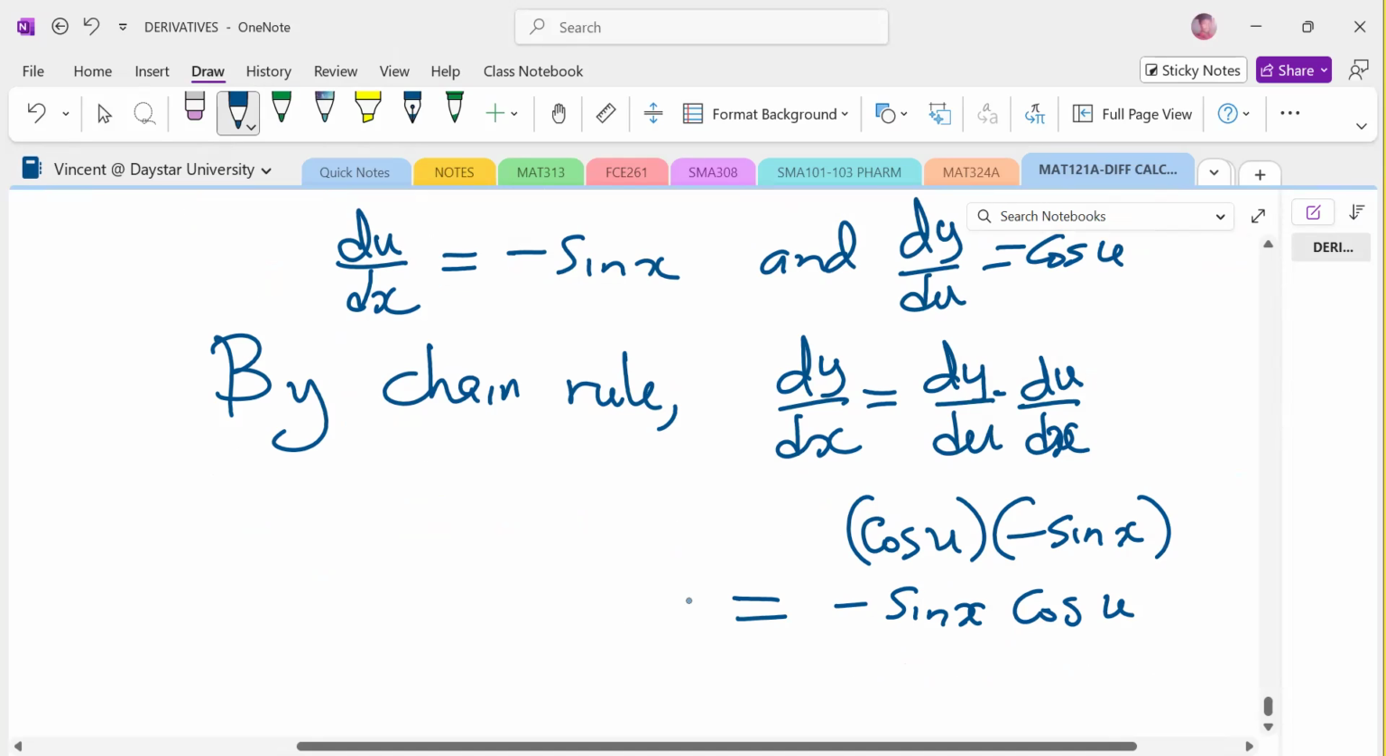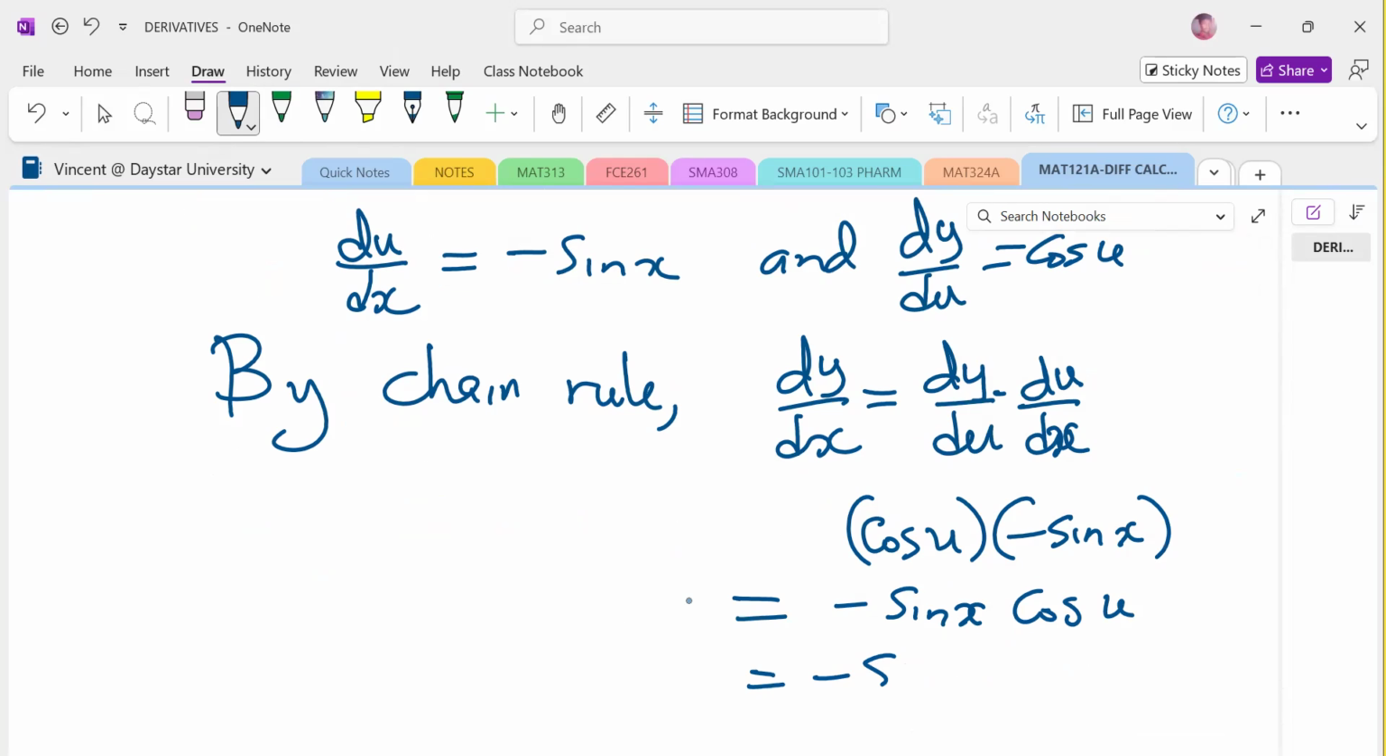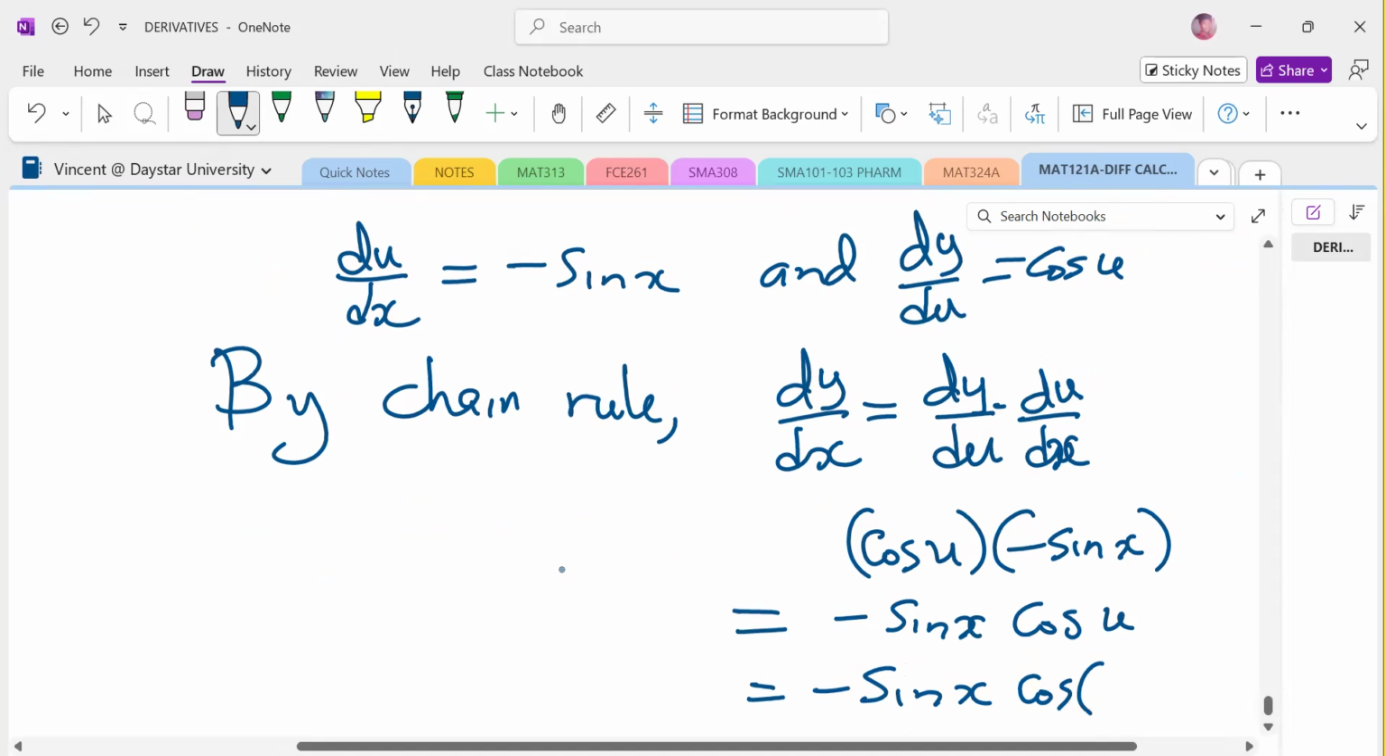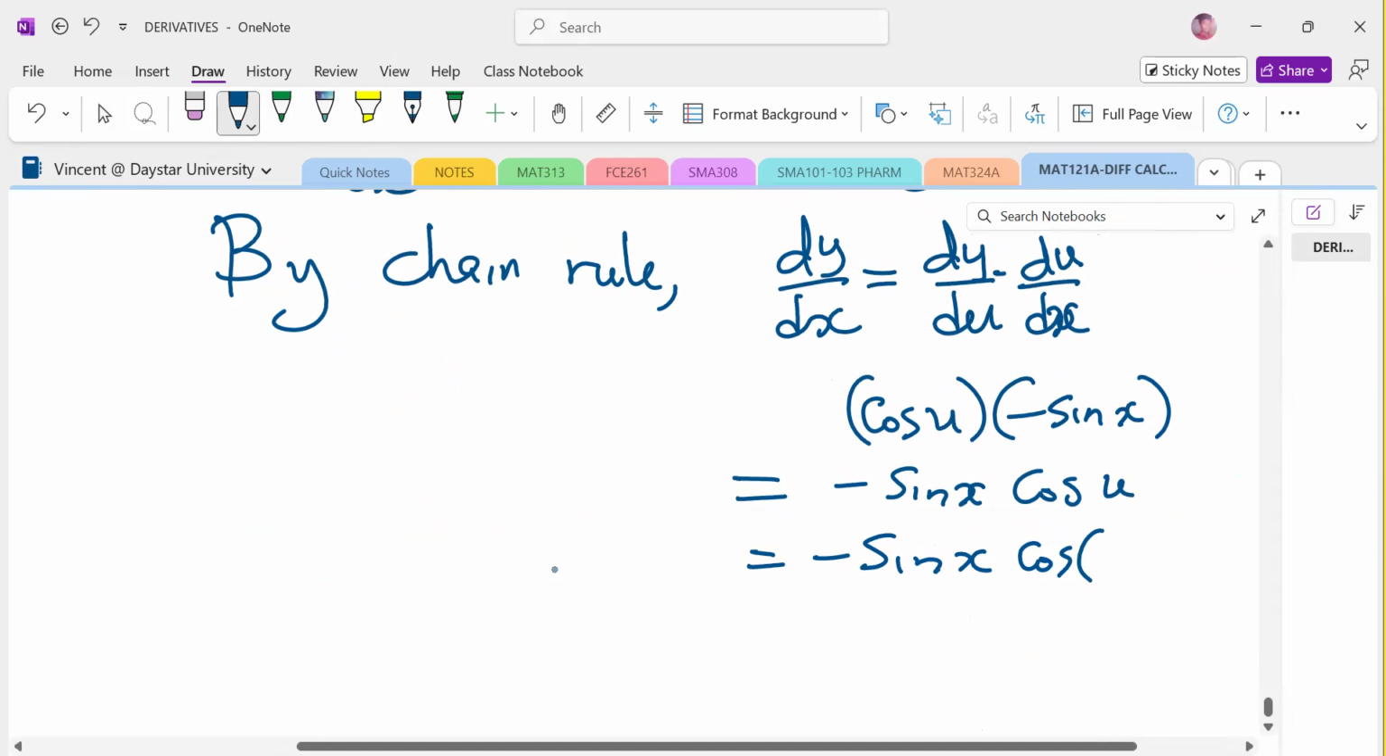But you remember, u is our own creation. So the answer will be negative sine x cosine of u, which was cos x. So this will be the final answer.